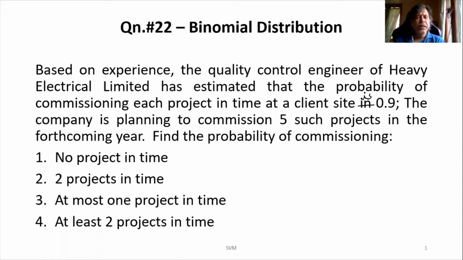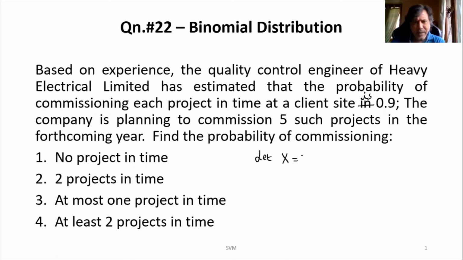Primarily, in question number 22, I would have written binomial distribution. First of all, this question has not told you that it is following a binomial distribution. Nothing is given, but we are going to use binomial distribution. The reason is, they have given you the probability of commissioning each project in time. So I can define a random variable.